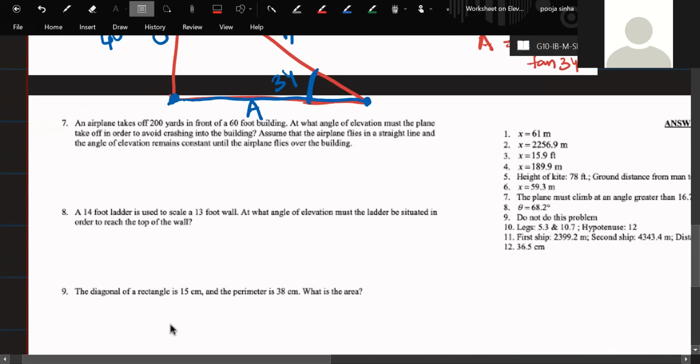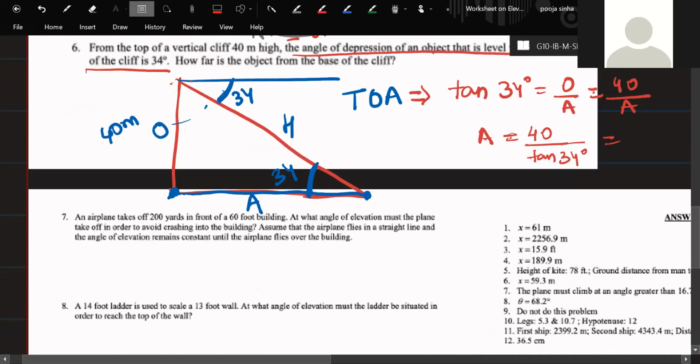I want to make the diagram for each one of them. 59.3. 59.3 is absolutely the right answer. Yes, we had a math formative today. I got all right. Okay, wonderful. And we also had a science formative. That one I didn't get all right. I got like 80 to 90% correct, one or two wrong.